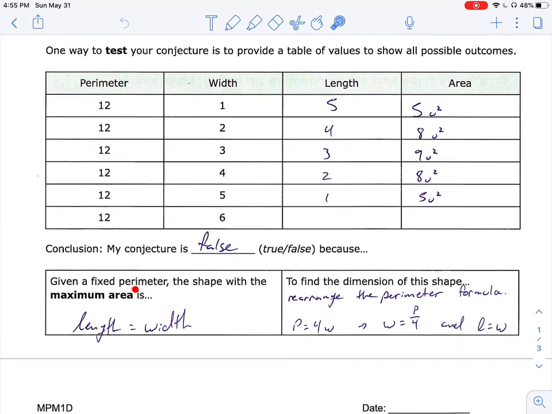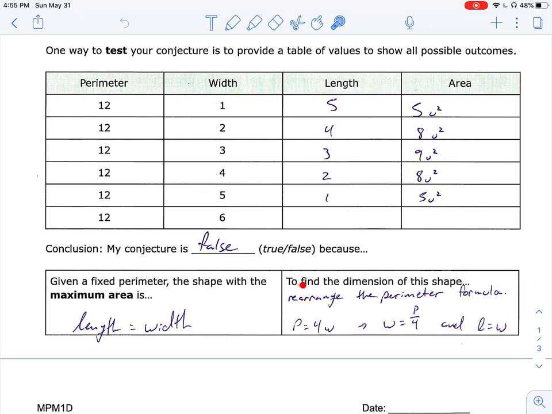So given a fixed perimeter, the shape with the maximum area is when the length is equal to the width, or a square basically. To find the dimensions of this shape, rearrange the perimeter formula. So your perimeter formula, I know my perimeter is going to be 4 times W, in which case W would be the width. To calculate the width of an optimal square, it would be the perimeter divided by 4, because it has 4 sides. And the length is the same as the width.